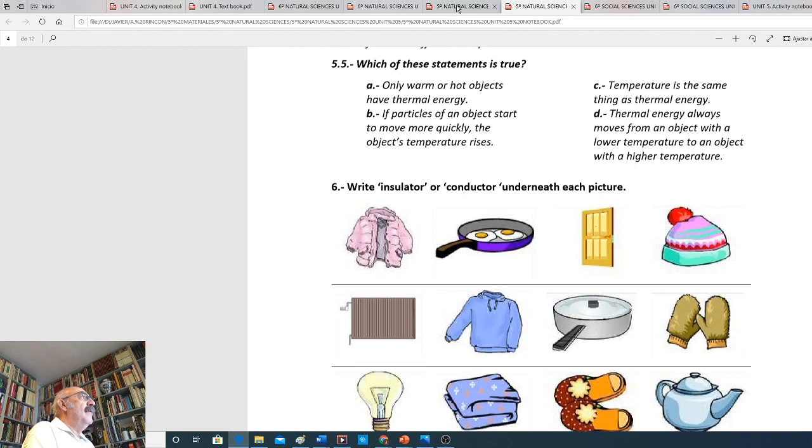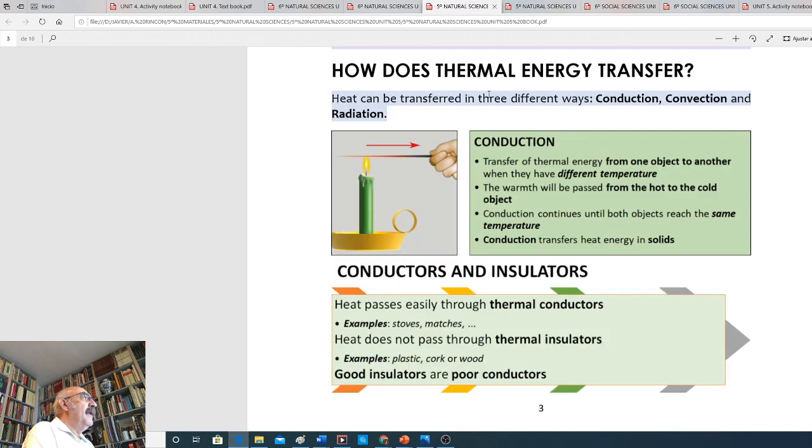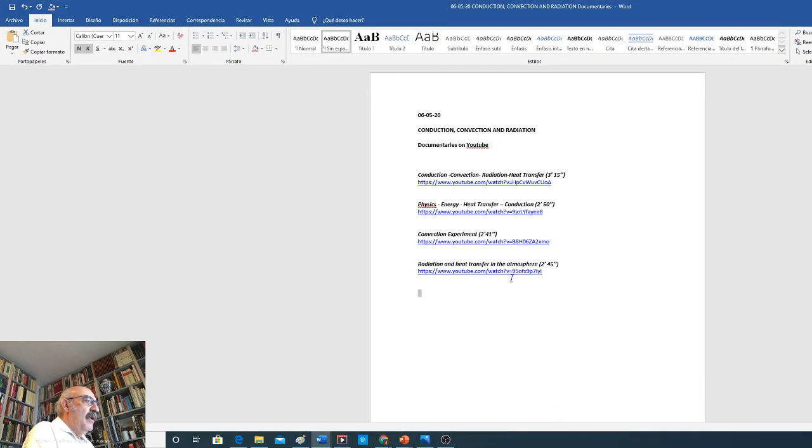Very good. Now go to our text part. Now we're going to study the transfer of thermal energy, which you studied the other day. Heat can be transferred in three different ways: conduction, convection, and radiation. Good. And before starting, I'd like you to watch some videos. And remember, if any one of you is interested in these videos, the only thing you have to do is let me know.